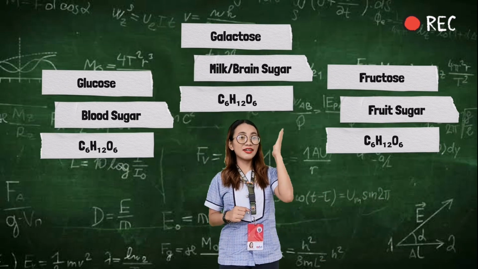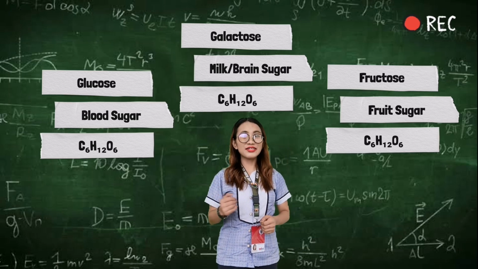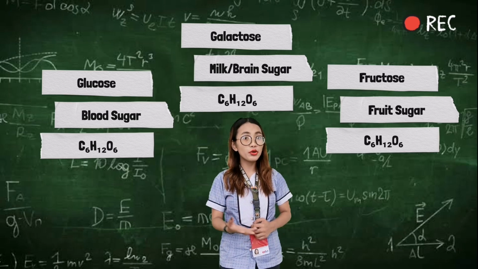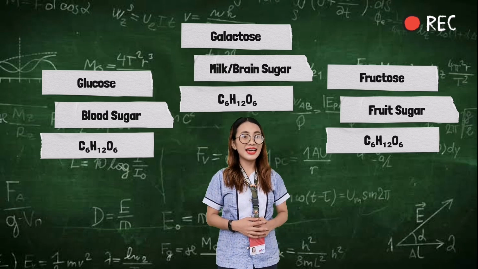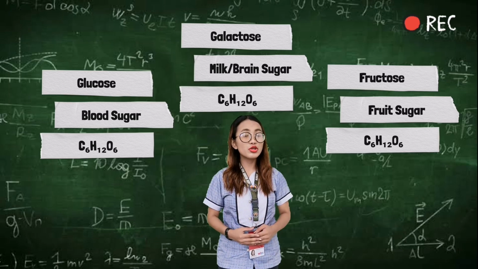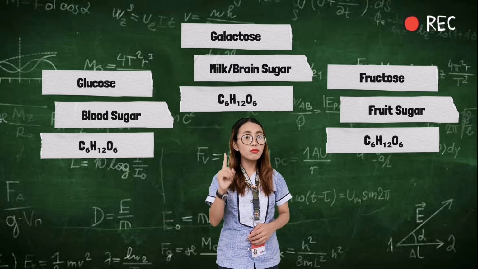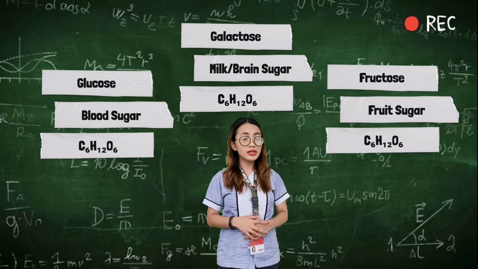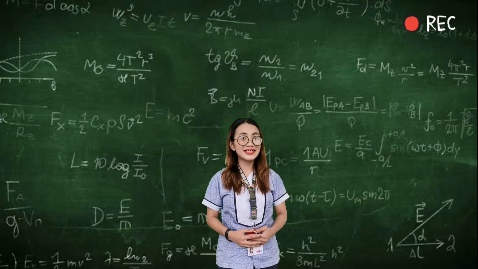Glucose, fructose, galactose, these are just examples of your monosaccharides. Again, monosaccharides are composed of one monomer, and these are the building blocks of carbohydrates.